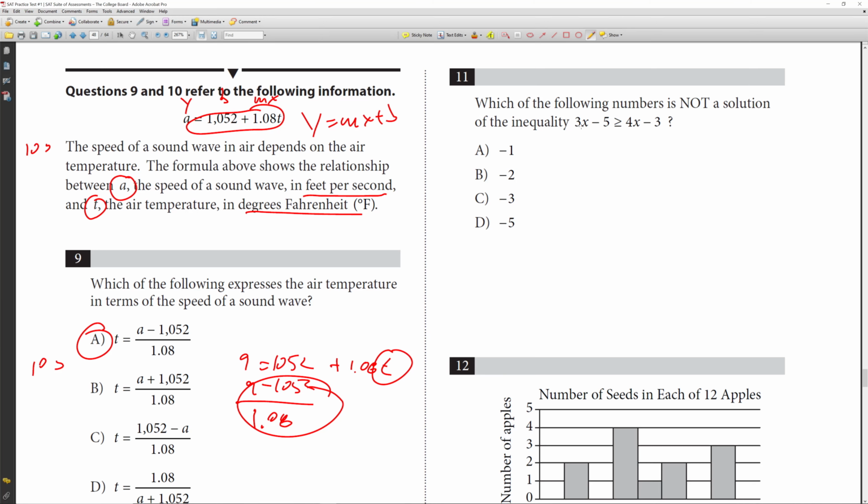Number 11. Which of the following numbers is not a solution to the inequality? So these are inequalities. You have an algebraic expression. So this is about a 10-second problem. So what do we got?